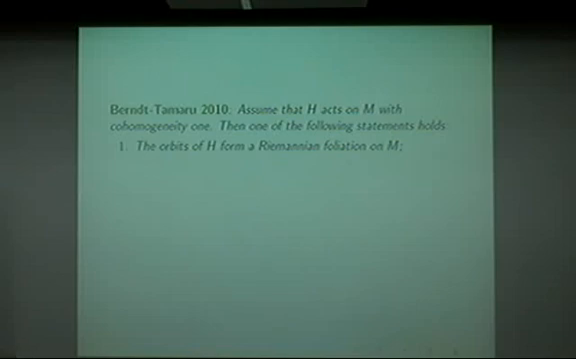Yeah? Classifying homogeneous hypersurfaces is equivalent to classifying cohomogeneity 1 actions. Okay? So then one of the following statements holds. Either the orbits form a Riemannian foliation on the manifold, and these we could all classify. So that's we already did 6 or 7 years ago. So for every symmetric space of non-compact type, we can write down all possible homogeneous hypersurfaces which have no focal points, because this is exactly what this means.